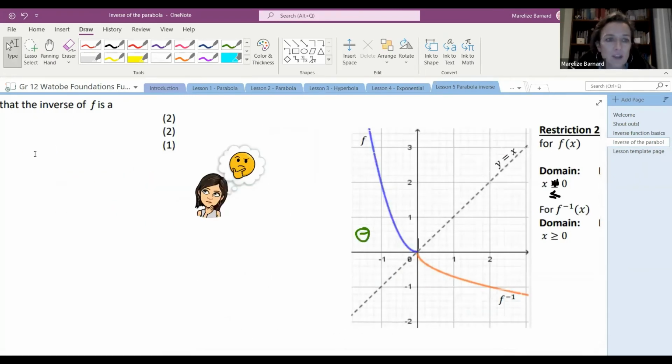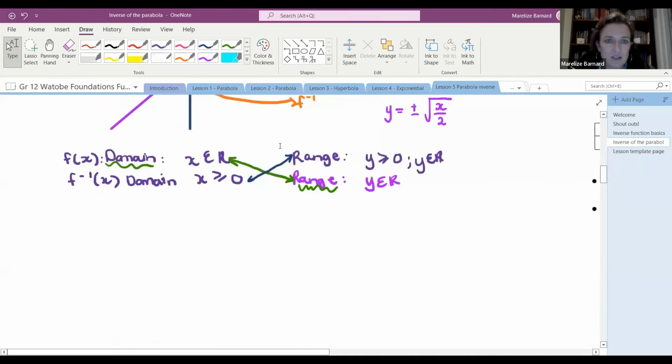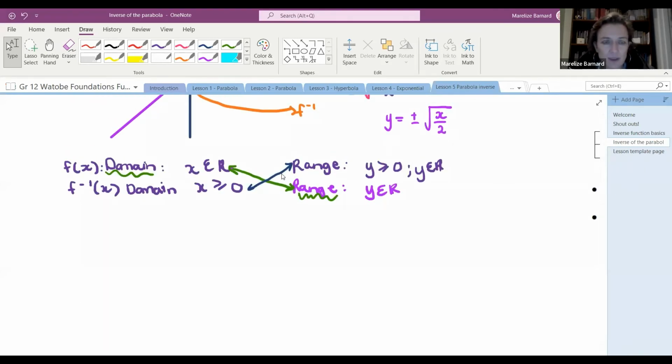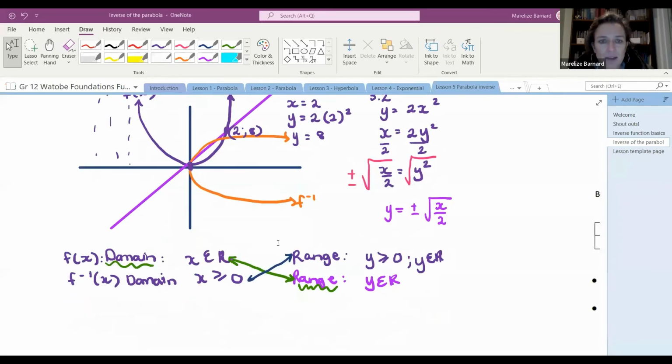So back to your question, for Melanie, about the domain and range, that swap. If you have a look here, this was where we made this note. So for f of x, our parabola, x can be any real number. And if you look at the inverse of the parabola, the orange graph, the range is that y can be any real number. So that's what it means with the domain and the range that swap.